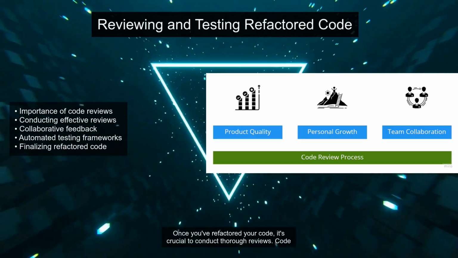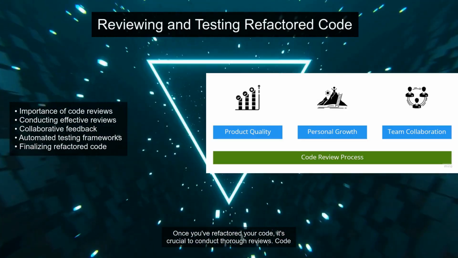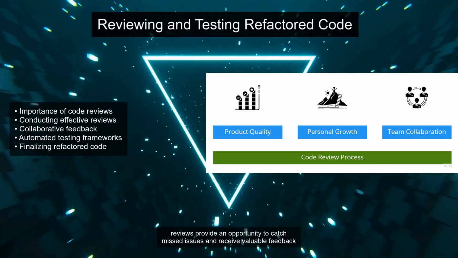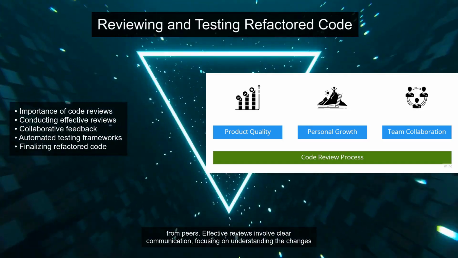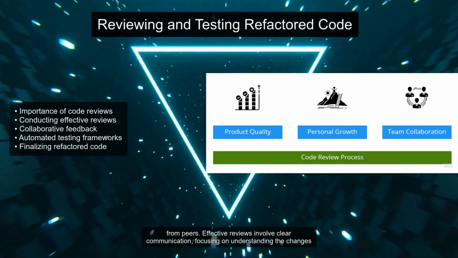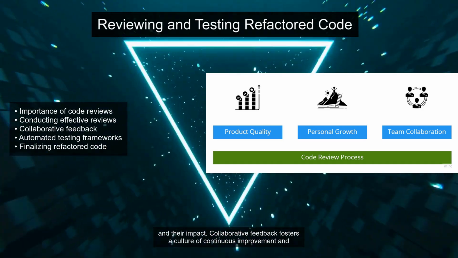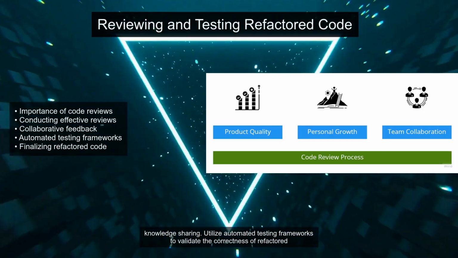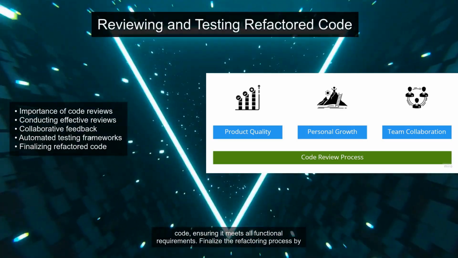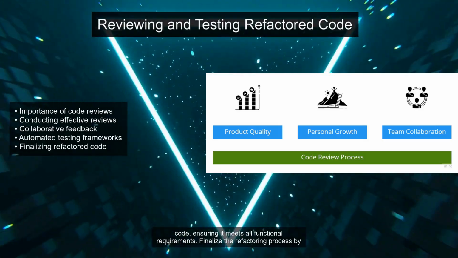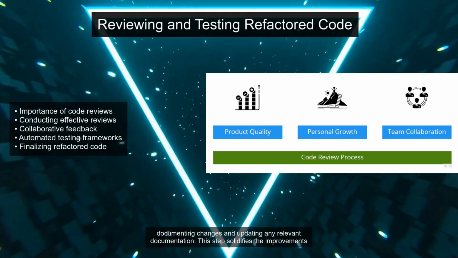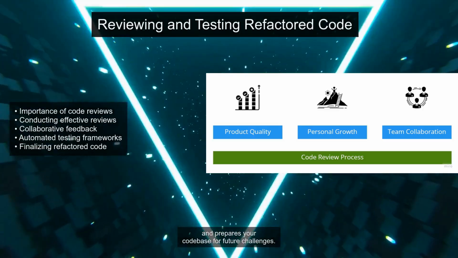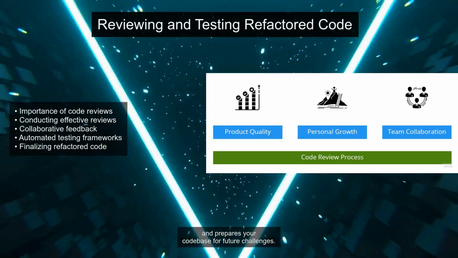Once you've refactored your code, it's crucial to conduct thorough reviews. Code reviews provide an opportunity to catch missed issues and receive valuable feedback from peers. Effective reviews involve clear communication, focusing on understanding the changes and their impact. Collaborative feedback fosters a culture of continuous improvement and knowledge sharing. Utilize automated testing frameworks to validate the correctness of refactored code, ensuring it meets all functional requirements. Finalize the refactoring process by documenting changes and updating any relevant documentation. This step solidifies the improvements and prepares your codebase for future challenges.